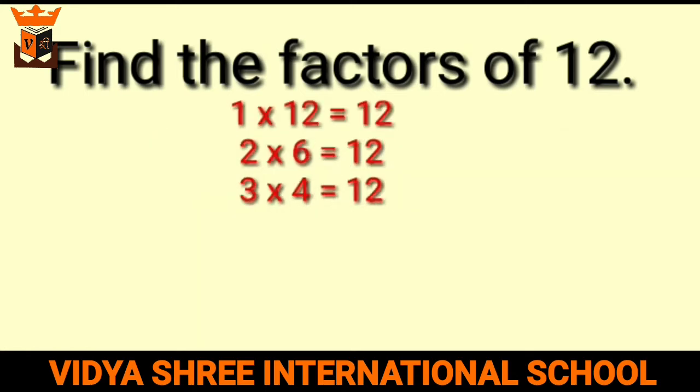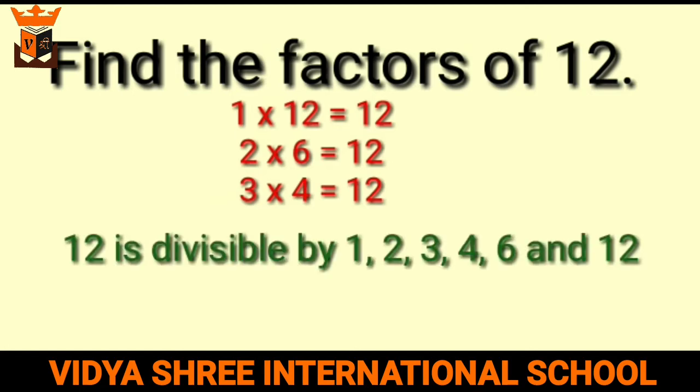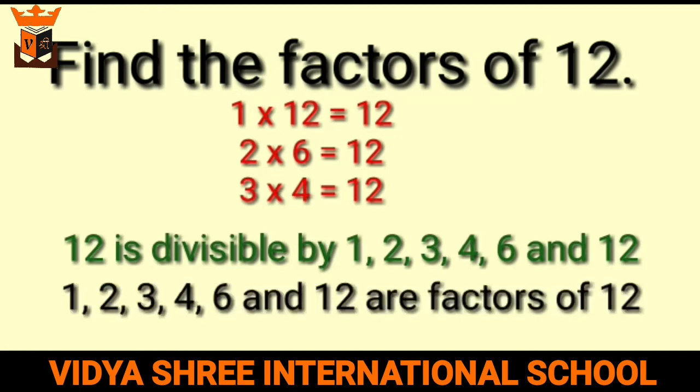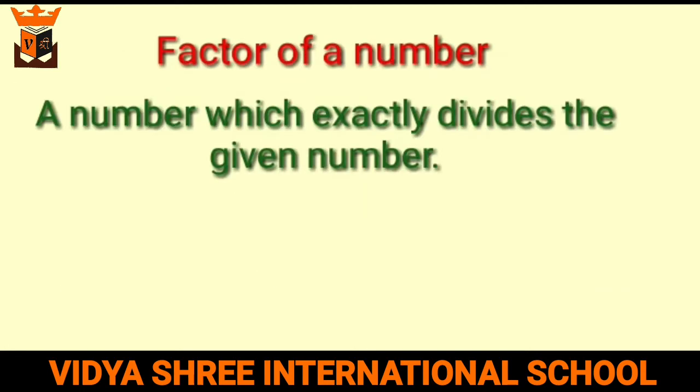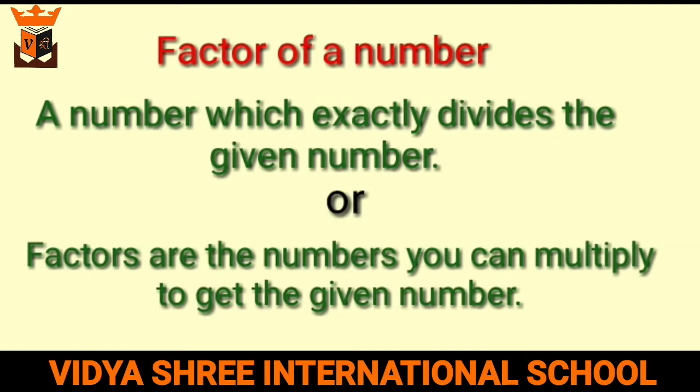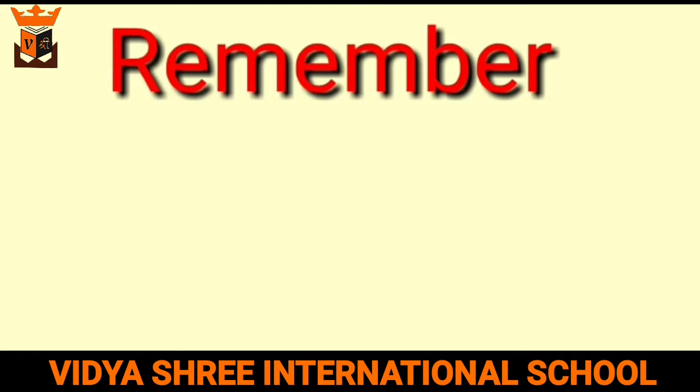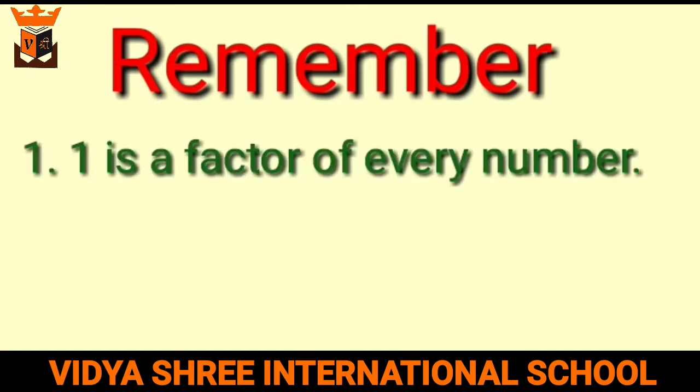From the 3 pairs of numbers, it is clear that 12 is divisible by 1, 2, 3, 4, 6 and 12. So we can say that the numbers 1, 2, 3, 4, 6 and 12 are the factors of 12. Hence, we can define a factor of a number as a number which exactly divides the given number, or we can say factors are the numbers you can multiply to get the given number.